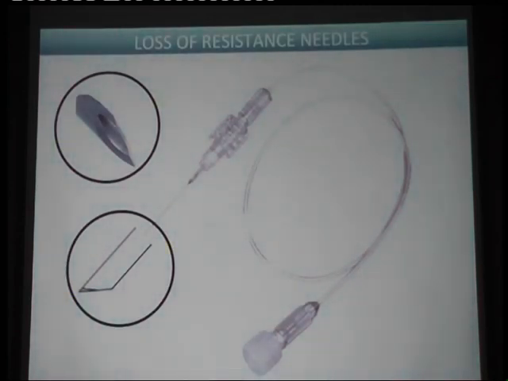There are commercially available loss of resistance needles. And unlike your normal hypodermic needle, which is actually very sharp, these needles are short beveled. So if you look at them, they have a short bevel, unlike the sharp one. So you don't pierce the skin as you go. If you do that, you would require high resistance.